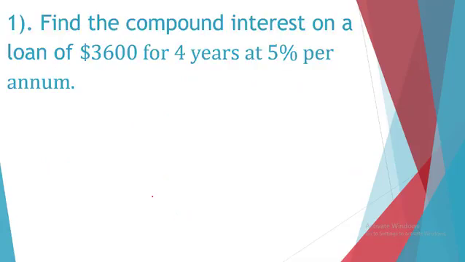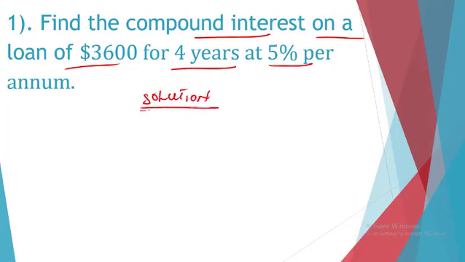Number one, find the compound interest on a loan of $3,600 for 4 years at 5% per annum. Let us start. I told us that the interest is added to the principal at the end of every interval. So we are looking at 4 years, at 5%, and the loan is $3,600 US dollars.